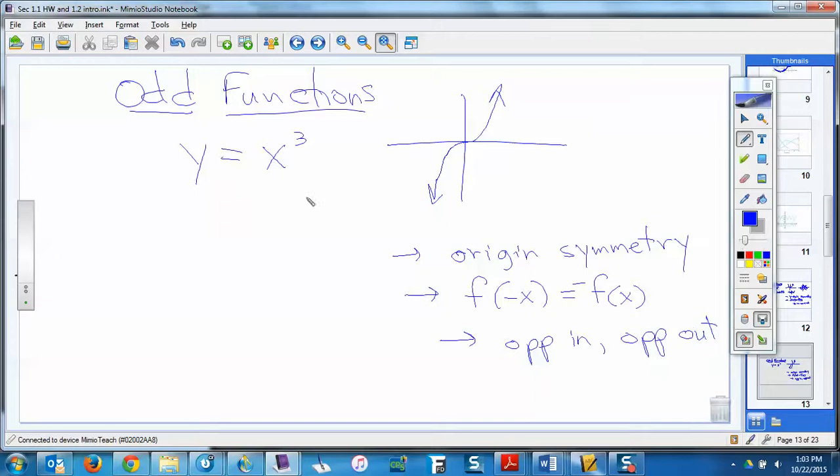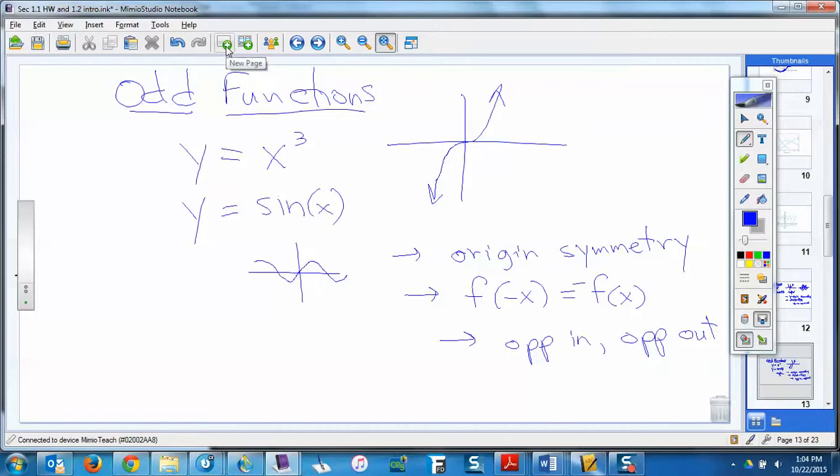What's the trig function that has origin symmetry? Sine has origin symmetry. Sine is an odd function. Goes up and down here and down through there. Has origin symmetry. If you put pi halves in, you get 1. You put negative pi halves in, you get negative 1. Opposites in, opposites out. Okay? So it will help us in calculus if we know a function's odd or if it's even. There'll be some advantages to knowing that information.